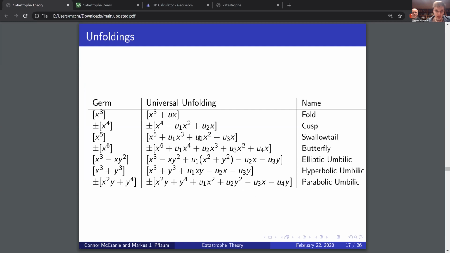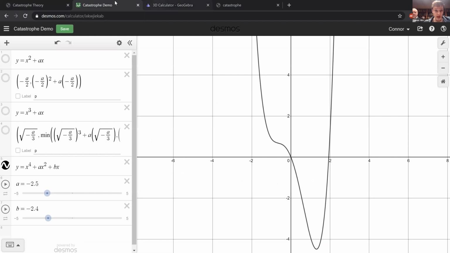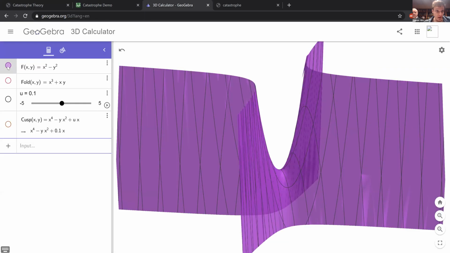Do they always exist? It turns out that they do if the function has finite codimension. And so that means that every one of our catastrophes from the classification theorem earlier has its own corresponding unfolding. So each of these catastrophes we can lift to a higher dimensional space into an unfolding where there is enough space to smooth everything out. So let's go back to this 3D graph here.